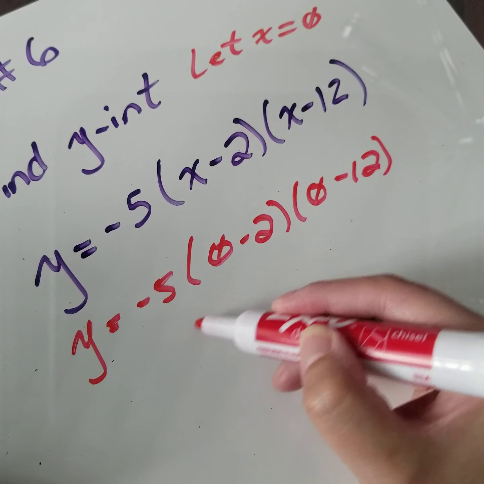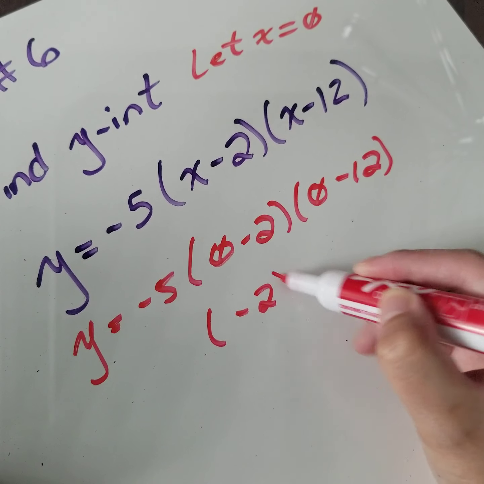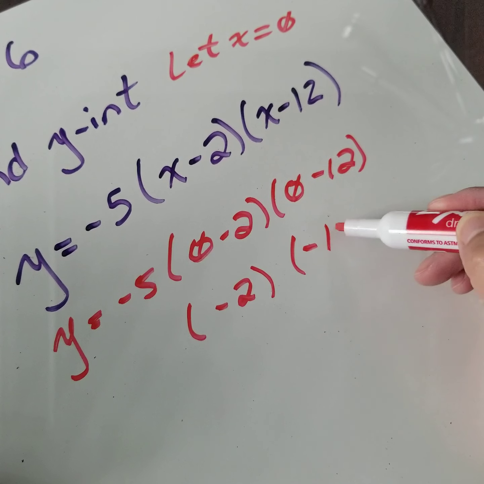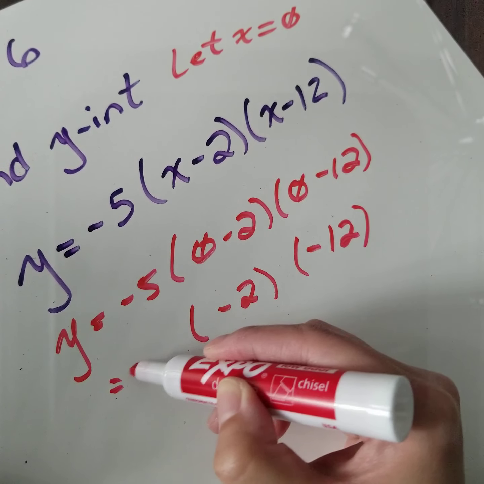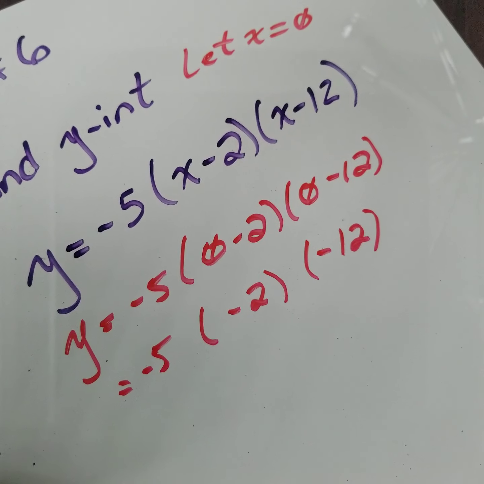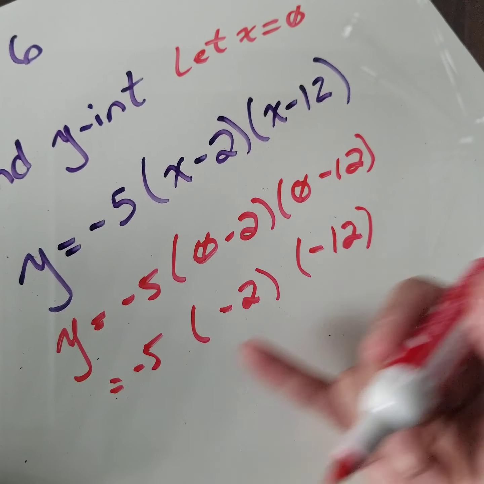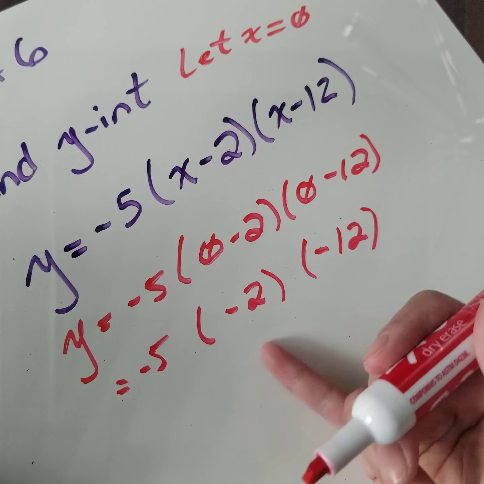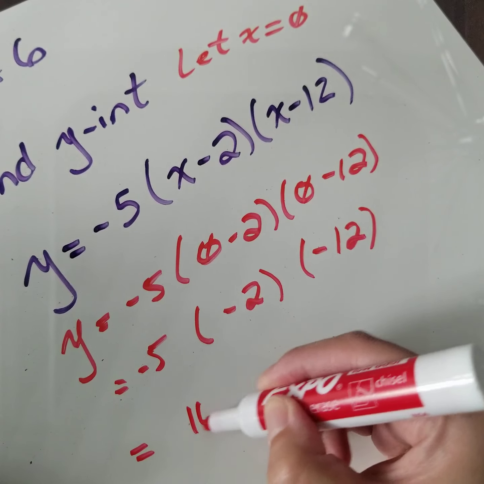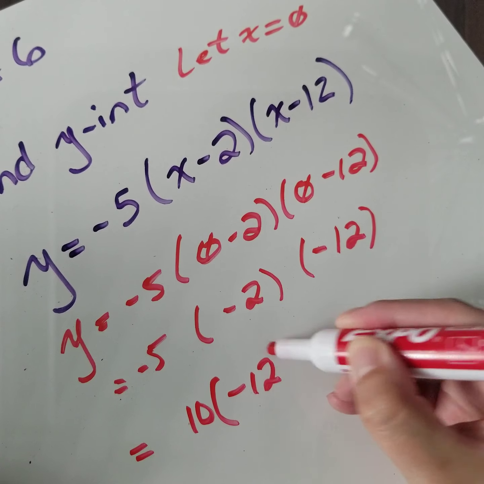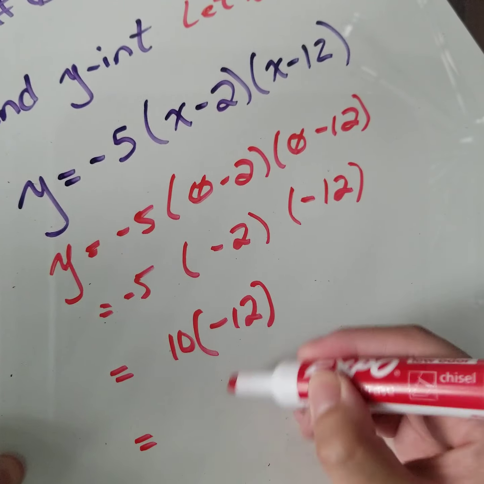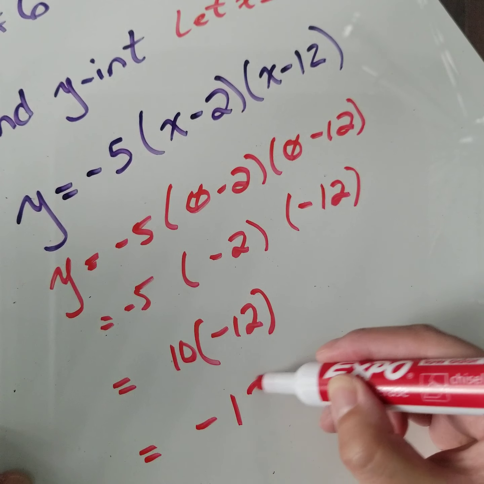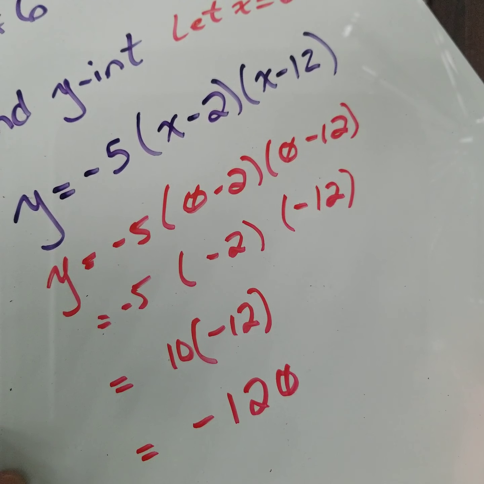So I know this answer would be reduced to -2. This answer would be reduced to -12, and we're multiplying this by -5. So here I have -2 times -5. This is going to be equal to +10. And then I'm multiplying this by -12. And this one is going to be equal to -120.